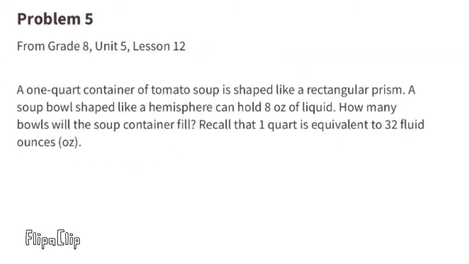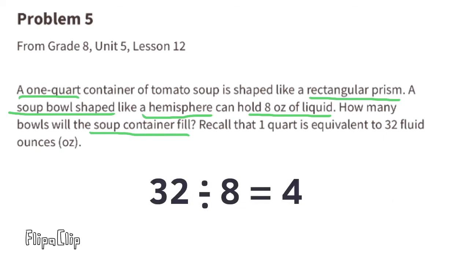Problem number 5 from 8th grade, Unit 5, Lesson 12. A 1-quart container of tomato soup is shaped like a rectangular prism. A soup bowl shaped like a hemisphere can hold 8 ounces of liquid. How many bowls will the soup container fill? Recall that 1 quart is equivalent to 32 fluid ounces. Each bowl can hold 8 ounces of liquid, and the soup container can hold 32 fluid ounces. So 32 divided by 8 equals 4. The soup container can fill 4 bowls of soup.